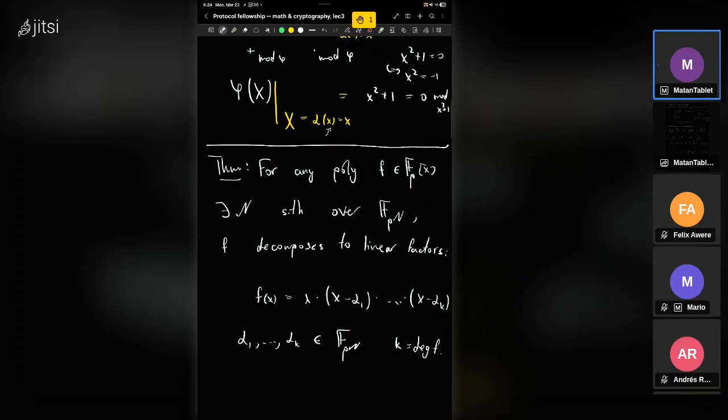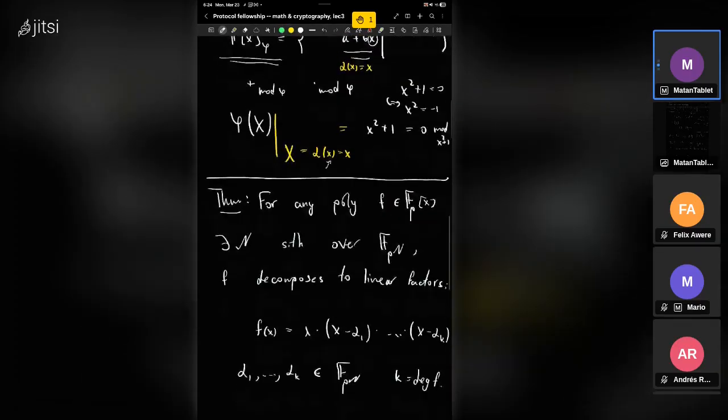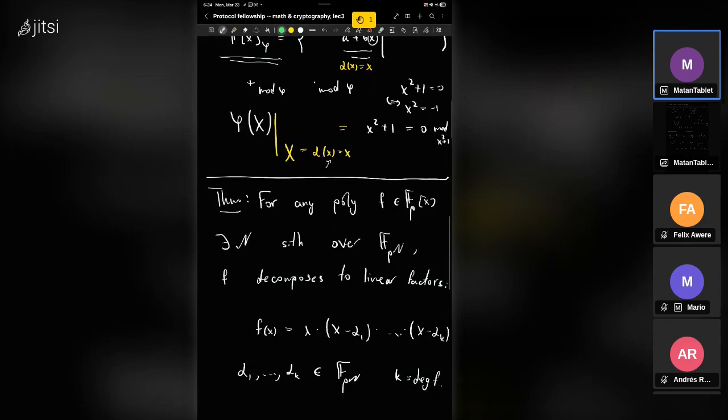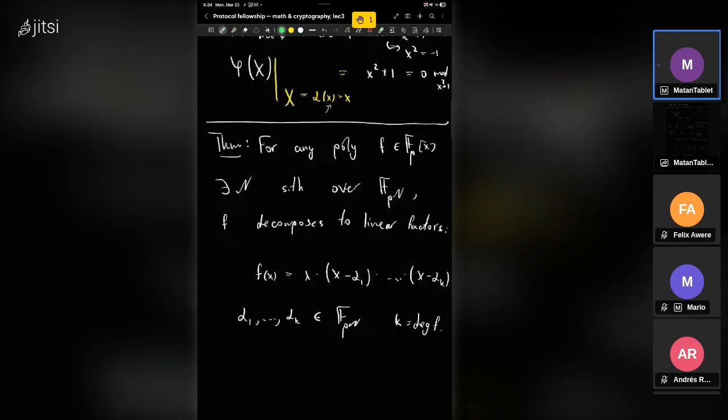Okay, it's kind of a miracle, but in fact, it's not so hard to prove this theorem, because what do you do? You take a prime factor. Let's say, proof sketch.